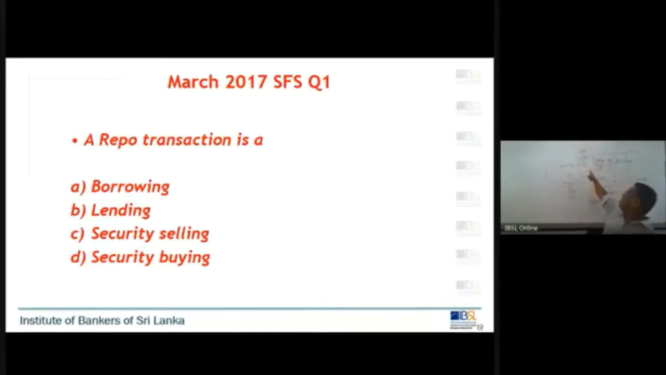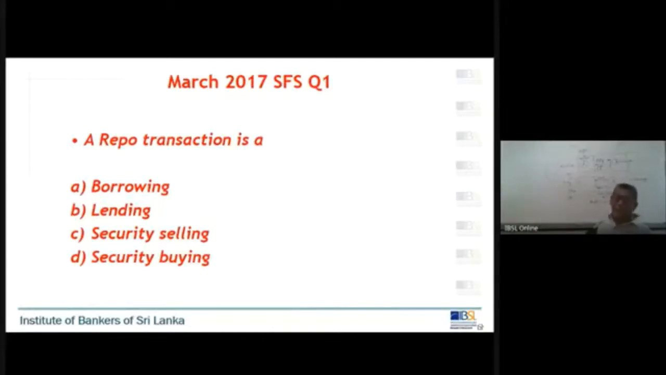Say you are here, A. You give your securities and ask for the money. So A is there as who? Who is A? A is a borrower. So what transaction took place there? Under repo, it is a repurchase agreement, a repurchase transaction. So a repo transaction is a borrowing.